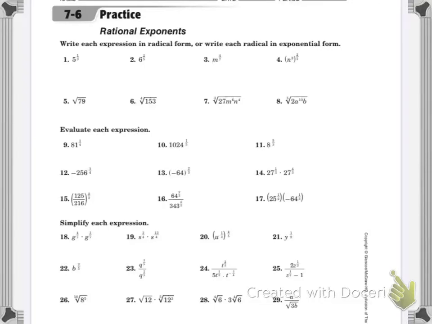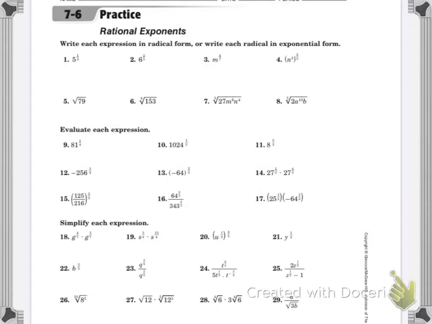Okay, guys, before we can go on to the next lesson, I do need to go over rational exponents with you just to make sure you remember them. So, first of all, a rational exponent is just an exponent that's in fraction form. Recall that the bottom number of the fraction is the root of the number, and the top number of the fraction is the exponent.